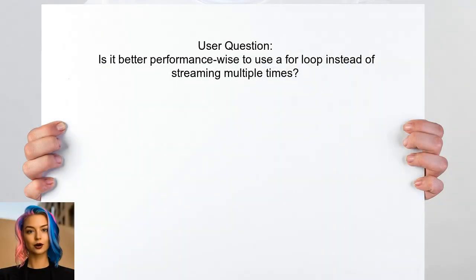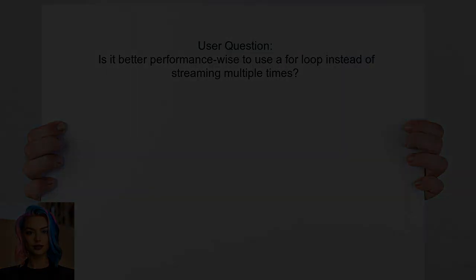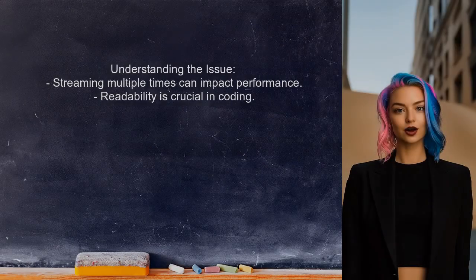Let's look at the specific question at hand. One user asked if it's better performance-wise to use a for loop instead of streaming the same list multiple times to get different values. They mentioned that while streams are more readable, they are concerned about performance. So what's the issue here?